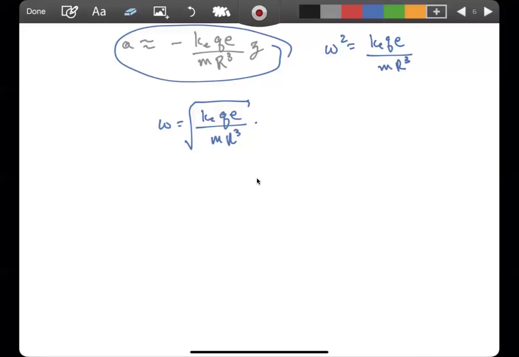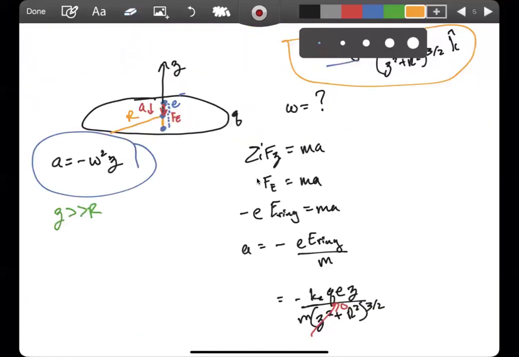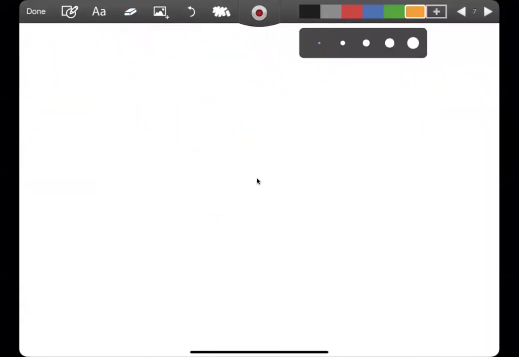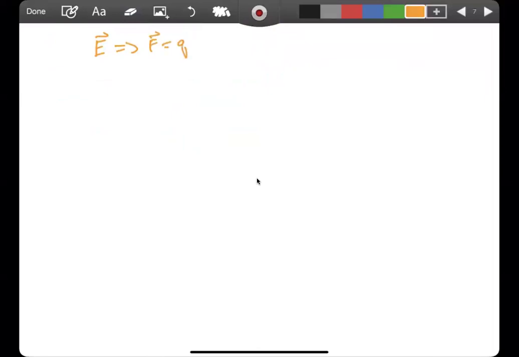So good. Again, all of this simply says that as long as we know the electric field, we can find the force by simply multiplying the charge times the electric field at that given point of interest. That allows us to find the force at that point of interest.